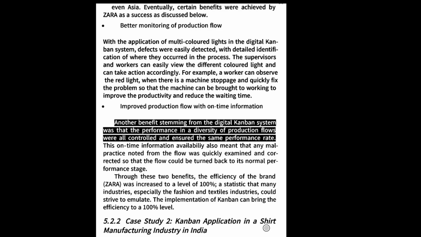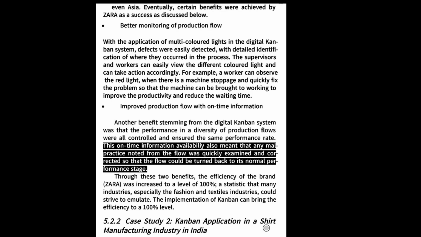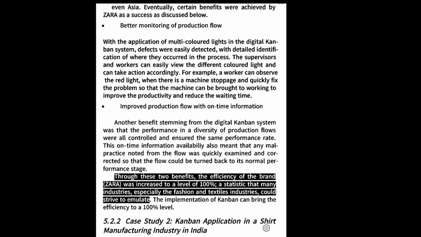Improved production flow with on-time information. Another benefit stemming from the digital Kanban system was that the performance in a diversity of production flows were all controlled and ensured the same performance rate. This on-time information availability also meant that any malpractice noted from the flow was quickly examined and corrected so that the flow could be turned back to its normal performance stage. Through these two benefits, the efficiency of the brand Zara was increased to a level of 100%, a statistic that many industries, especially the fashion and textiles industries, could strive to emulate.